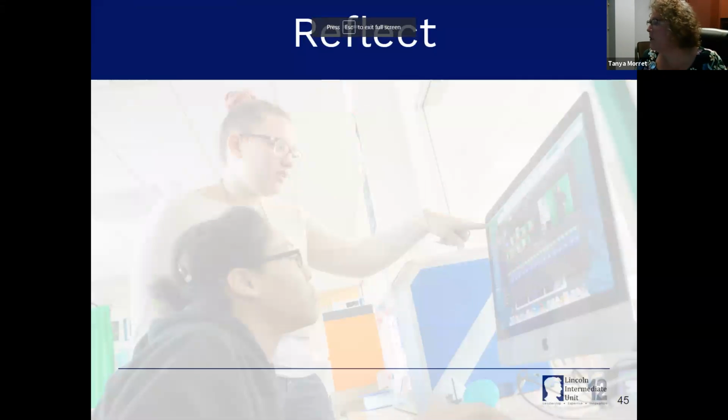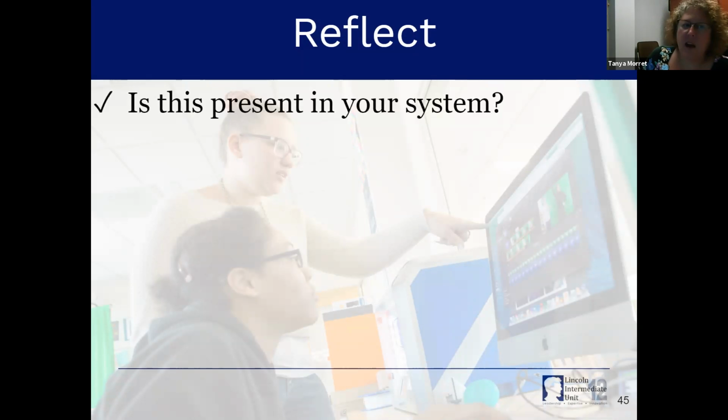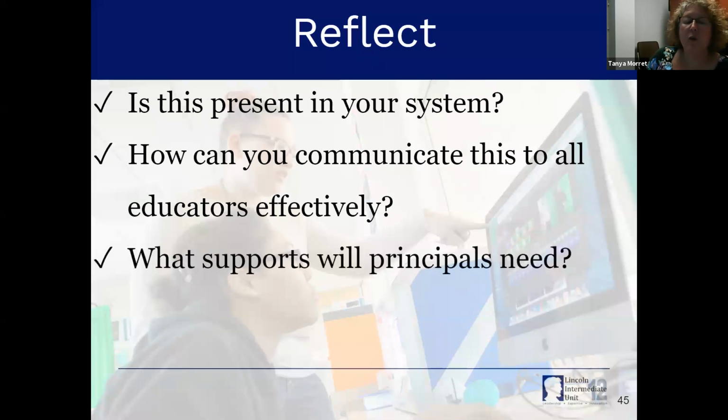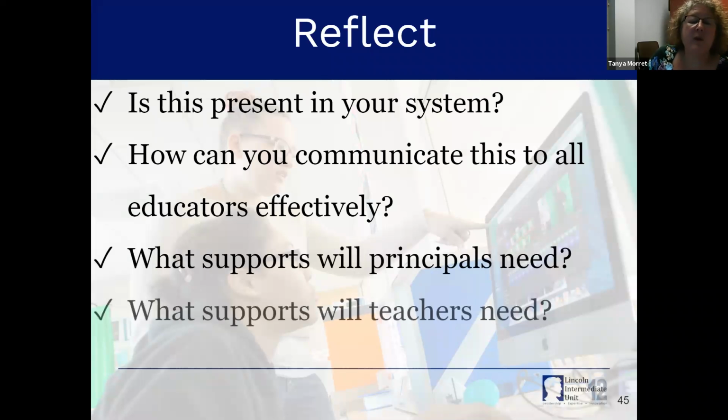So as we're coming to a close, my reflection questions for you: first of all, is this systematic use of data, the 4 data types and what we do with it and how we organize it, present in your system? And how could you communicate this to all educators effectively? Because sometimes we get data overload, right? It becomes very overwhelming. So how might we communicate this to educators? What supports do you need as a principal and what supports do you need as a teacher?